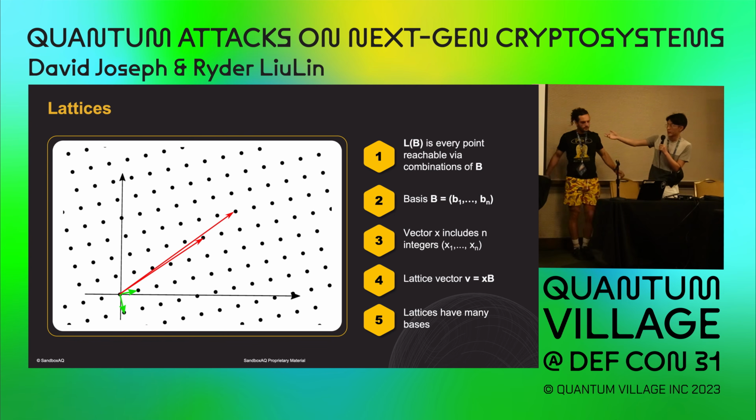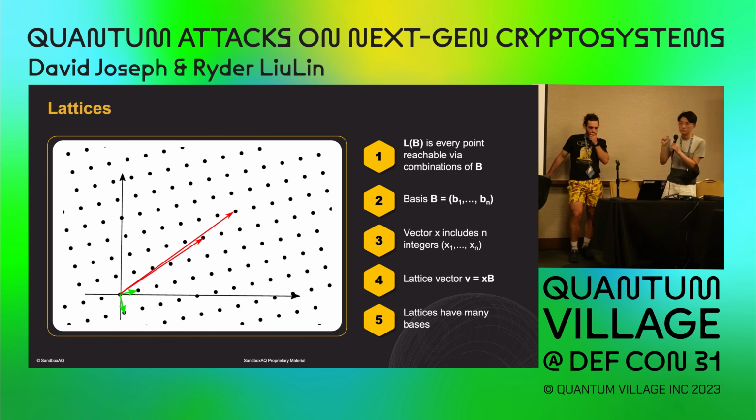And so we can define a lattice vector as v equals x times b. And all lattices, just like other vector spaces, have many bases. And so this is the key right here, these many different bases. We want short bases, we do not want long bases. And we'll talk about why later on.